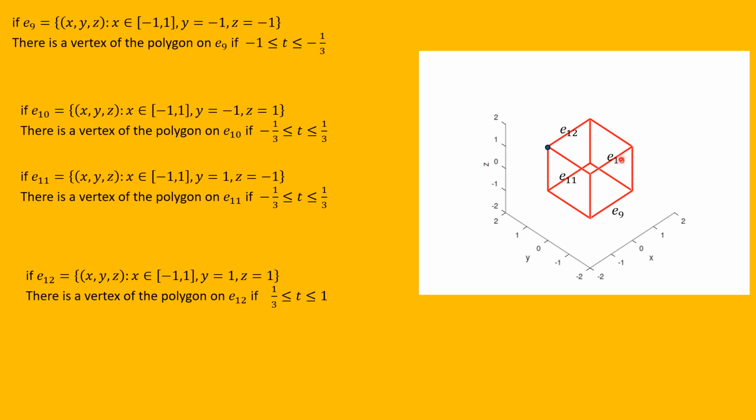For E sub 10, we get a vertex if t is between minus a third and plus a third. On E sub 11 down here, if t is between minus 1/3 and 1/3. And on E sub 12 up here, if t is between 1/3 and 1.